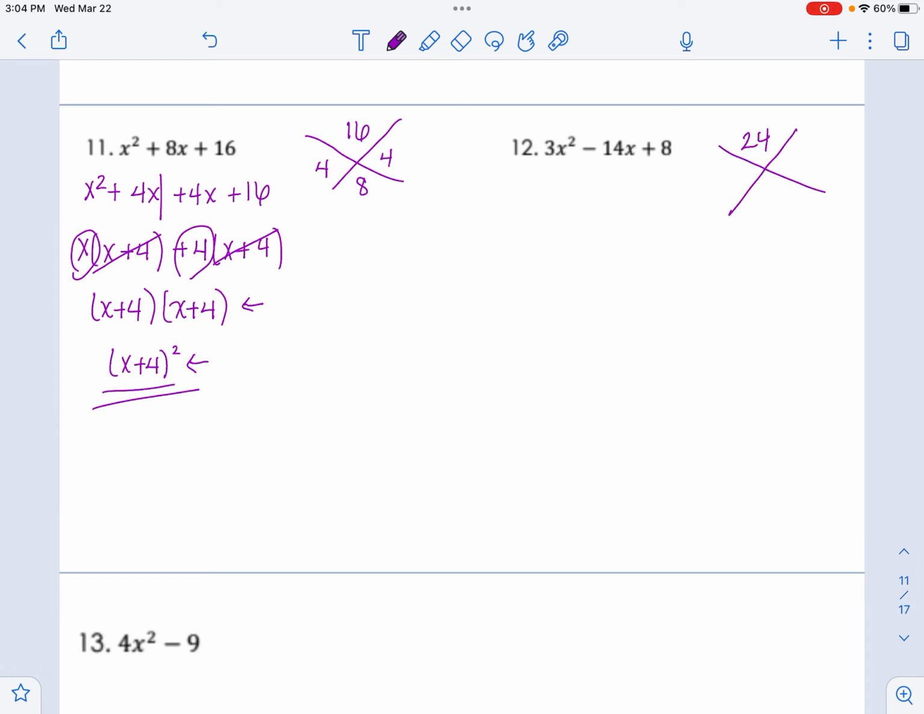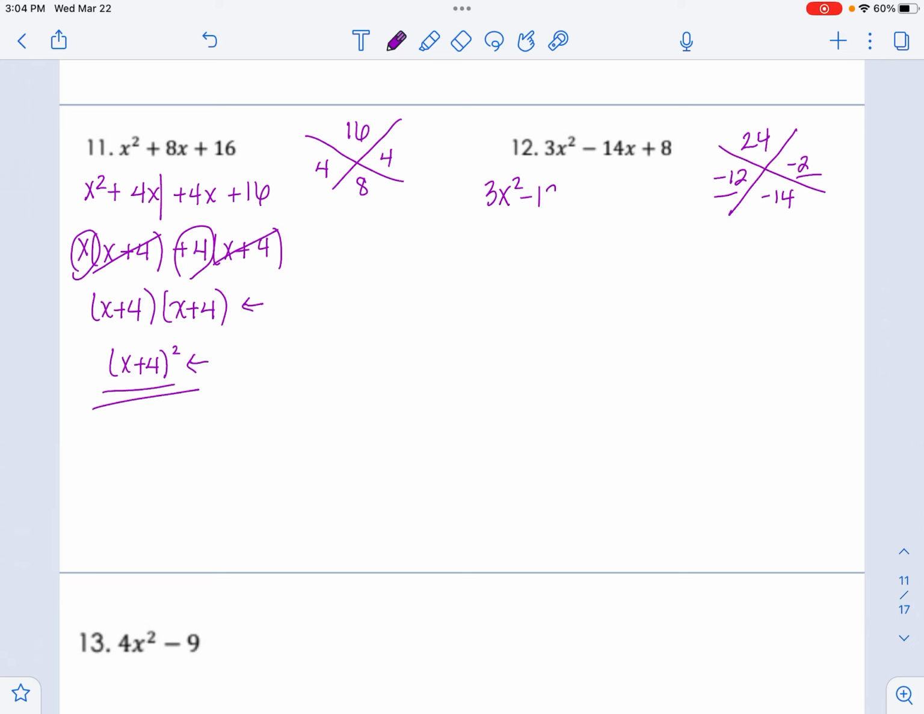3 times 8 is 24. Adding to negative 14, so that's going to be negative 12 and negative 2. So remember, I've been doing this for a long time. If it's not coming to you right away what numbers these are, that's okay. Just write the list of numbers like we talked about in the previous video.